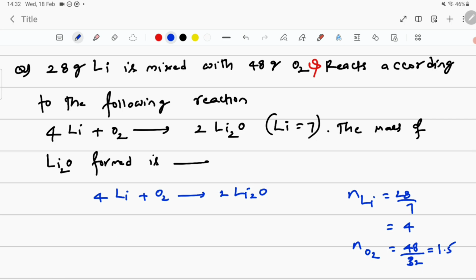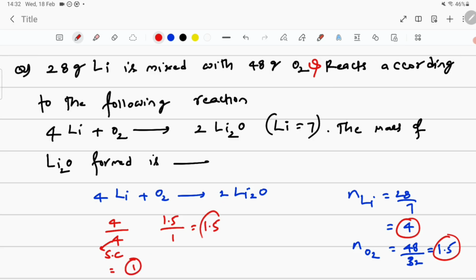So now given moles of lithium 4, given moles of O2 1.5. Let us calculate now. For lithium I am calculating given moles by stoichiometric coefficient 4. For O2, given moles 1.5 by stoichiometric coefficient 1. Here the value is 1, here the value is 1.5. So among those, here it is the smaller value.